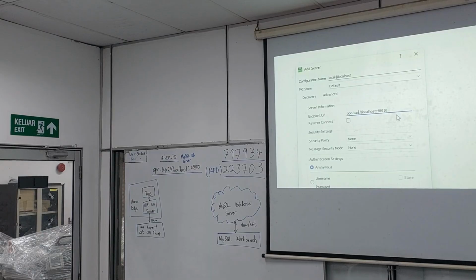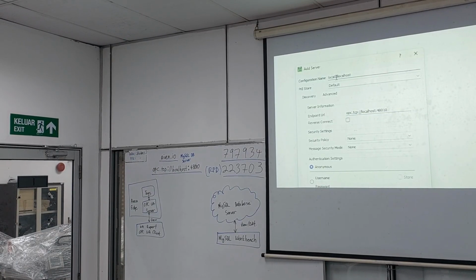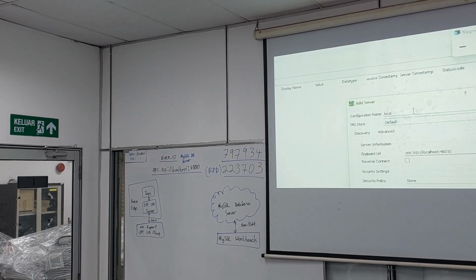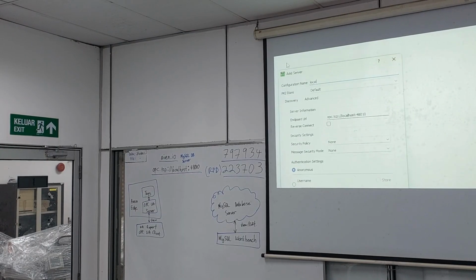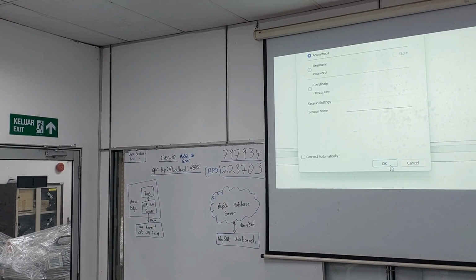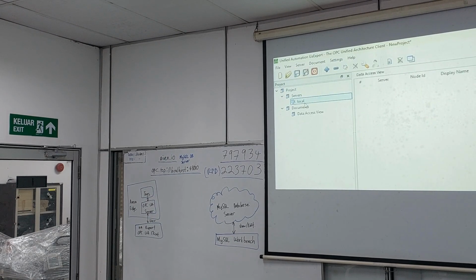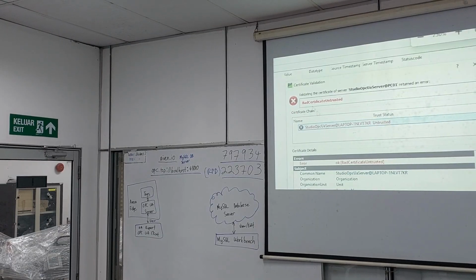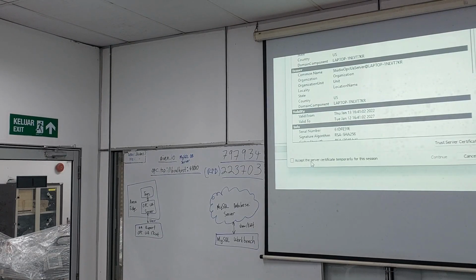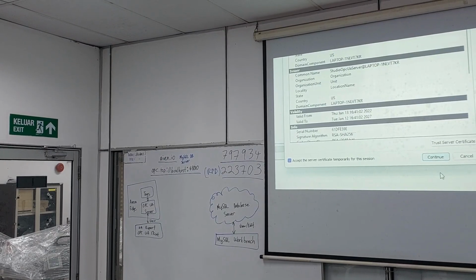48010. For the configuration name, you can leave it, or you can delete this and just type local, and it will automatically add localhost at the back for you. Then click OK. Then you can see this server here, local. Click on the connect button, this plug icon. Then a certificate validation pops out. Click accept the server certificate temporarily for this session, and then click continue.